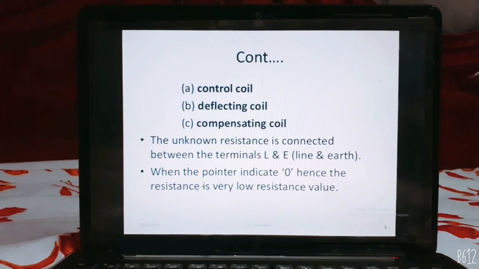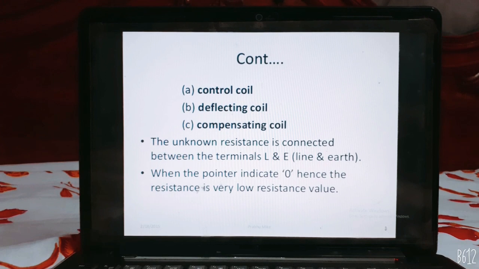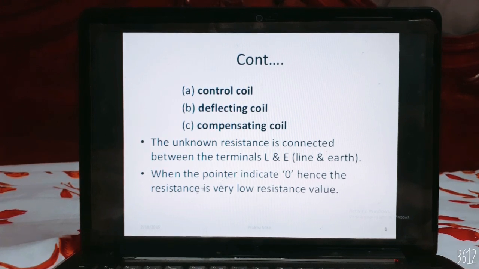The unknown resistance is connected between the terminals L and E, meaning line and earth. When the pointer indicates 0, hence the resistance is very low.